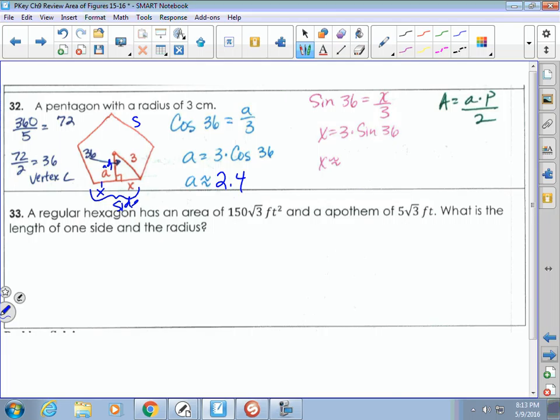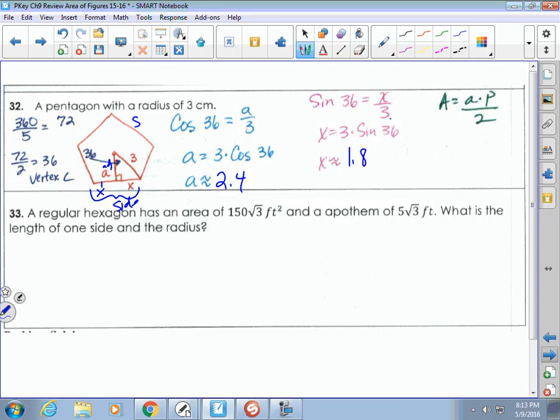So for x, I'm going to do opposite over hypotenuse, which is sine. Sine of 36 is x over 3. X again is on the top. Variables on top means we multiply. 3 times the sine of 36 is 1.8.